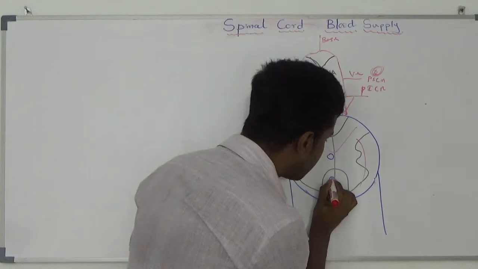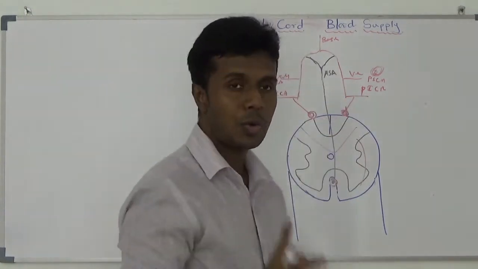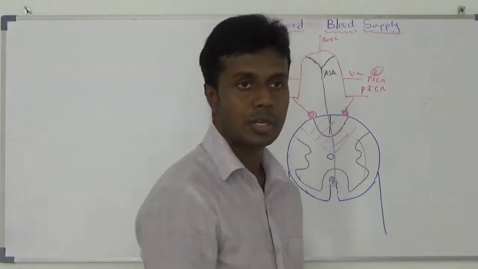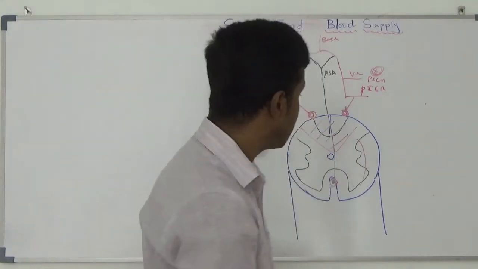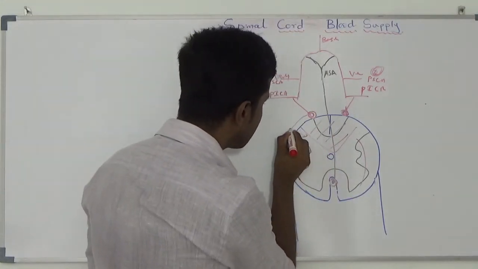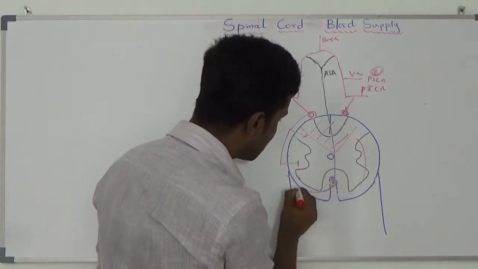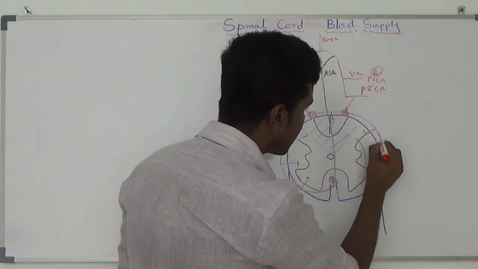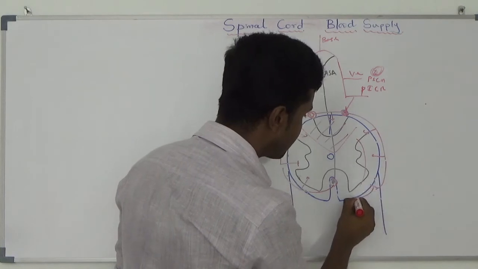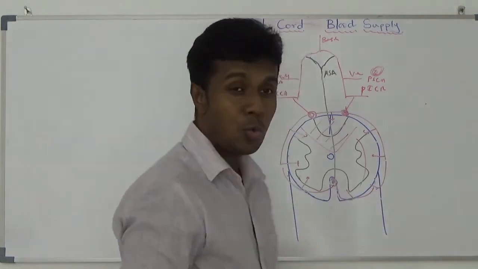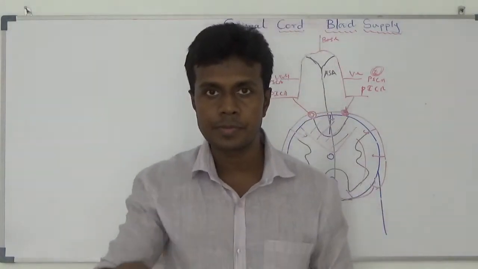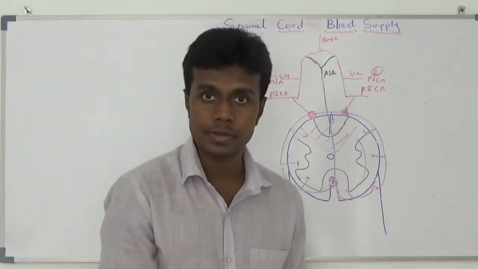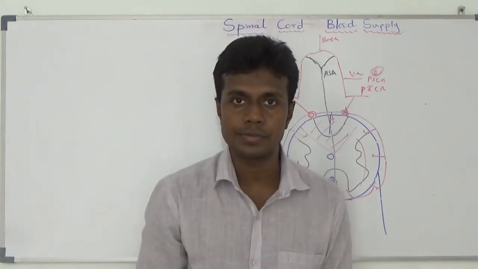The anterior spinal artery will be here. The posterior spinal artery will be here. You have 2 posterior spinal arteries. They supply the posterior 1/3 of your spinal cord. Not only that, they reconnect together and produce a circular network. They have very good horizontal connection, but very poor vertical connection.